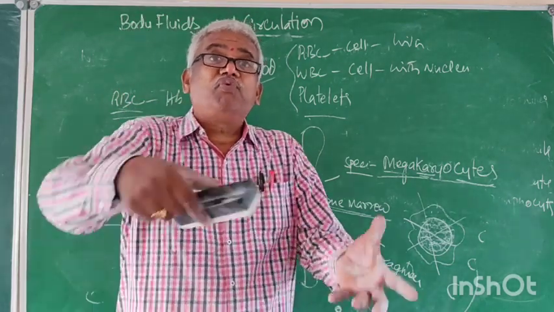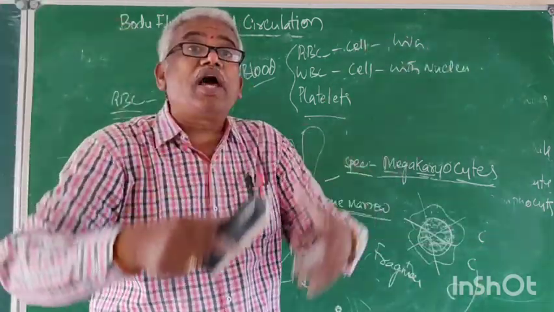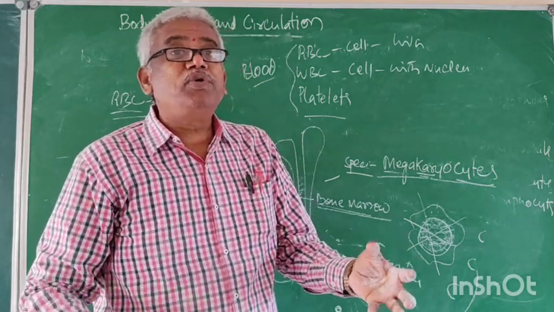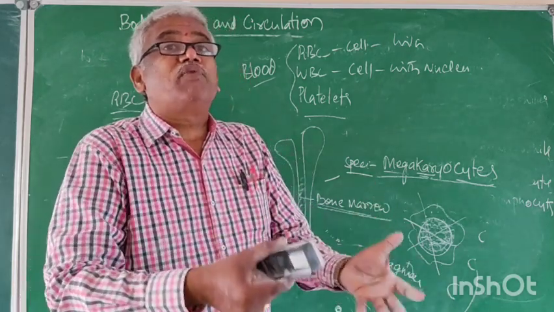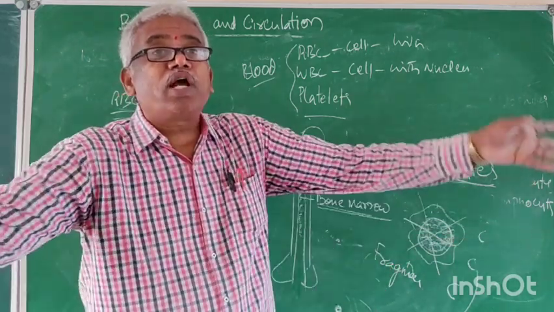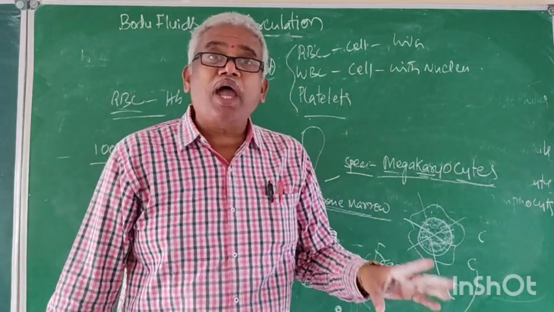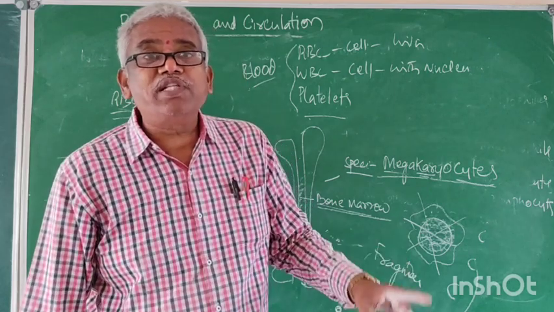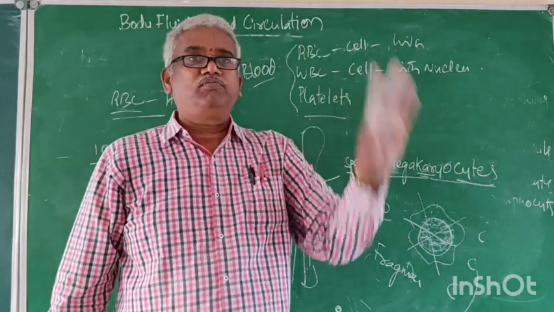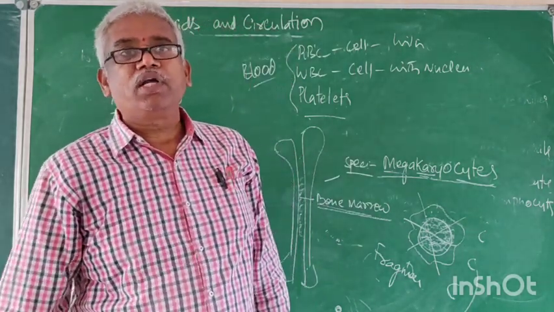45% is cells, which are floating in the plasma. Plasma and cells altogether is called blood. RBC, WBC and platelets float in the plasma. Plasma and all these three types of cells floating in the plasma all together is known as blood. The study of blood is called hematology. Today, now we can discuss later.